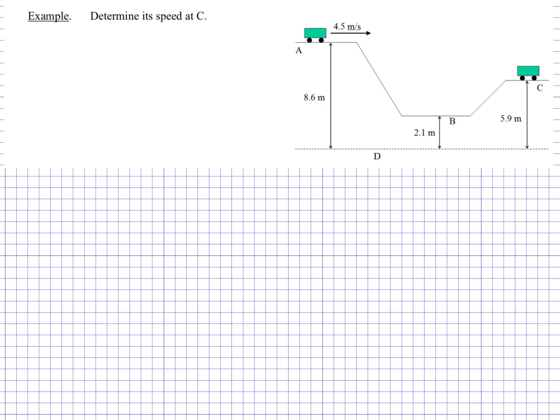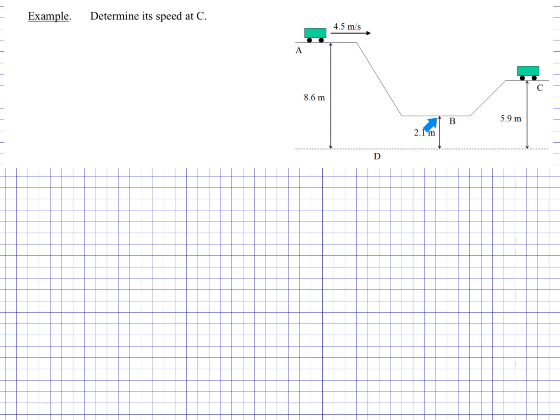All right, roller coaster question. Here we have a cart of an unknown mass, and it's got some speed, so it's got some kinetic energy at position A. It also has some height above this reference line, so it's going to have some gravitational potential energy. It's going to roll down the hill. We're assuming no friction, therefore these are all conservative forces.